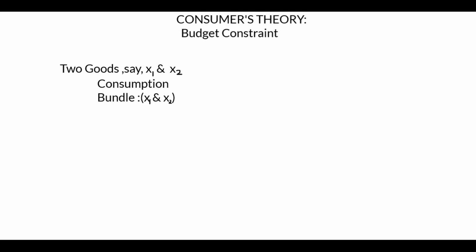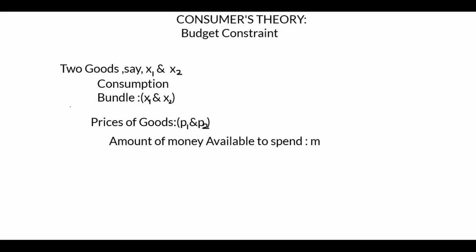For the sake of simplicity, let's say there are two goods available in the economy, say good X1 and X2, and the consumption bundle is given by (X1, X2). This consumption bundle represents how much of good X1 is consumed by the consumer and how much of good X2 is consumed by the consumer. And let's say the prices of the two goods are already set in the economy, say P1 and P2, and the amount of money available with the consumer to spend on these goods is, say, M. Then the budget constraint of the consumer can be written as follows.